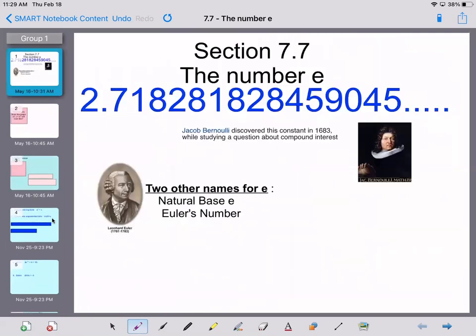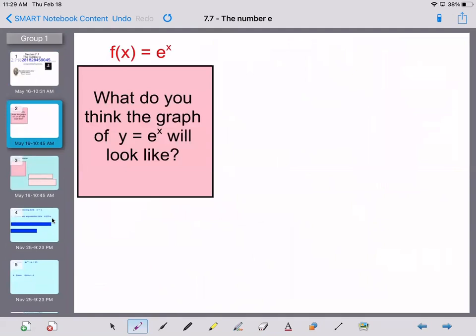All right, so E is a number, not a variable. And keeping that in mind, let's think about what this would look like. If I asked you to graph y equals e to the x power, e is just a number, 2.718. So imagine if I asked you to graph y equals 2.718 to the x power. What does this look like? Anyone know what it looks like? Want to share?